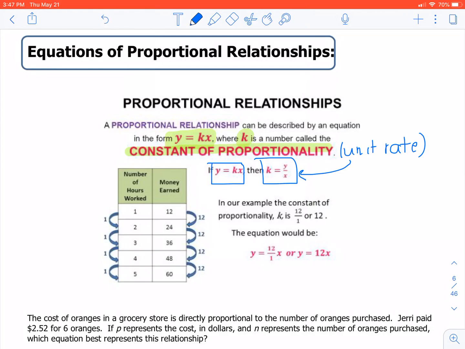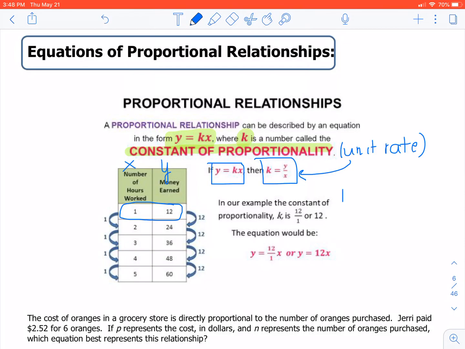Now, they give us a table in this example. So this table right here, they're talking about number of hours worked and money earned. So this is our X column. This is our Y column. So to find the unit rates, we're going to do Y divided by X. Now, we know it's a proportional relationship. They're telling us that. So we don't have to do every single one. We just need to pick one. So I just circled the 1 and the 12.